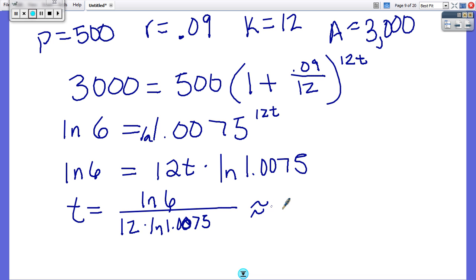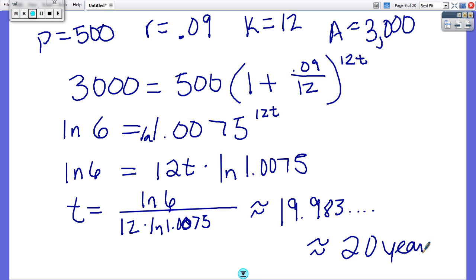Which is approximately equal to 19.983. So that's approximately 20 years. So what does that mean? It means that if I invest $500 at a 9% interest rate, compounded monthly, it will take me 20 years to turn that $500 into $3,000.